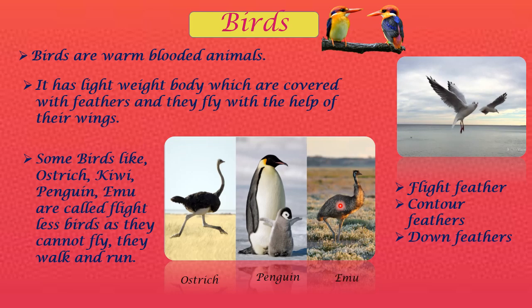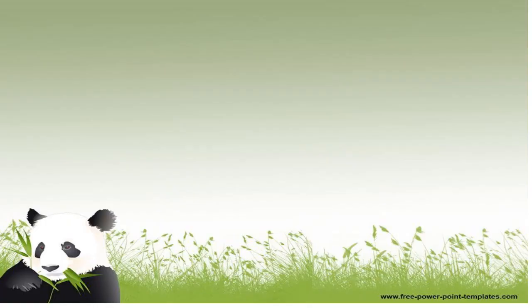And then emu. And one of the examples is kiwi, which is a very tiny bird. Those birds will not be able to fly at all. Instead, they will walk and run. And these birds are called flightless birds as they are not able to fly. Understood? Let's discuss something very interesting.